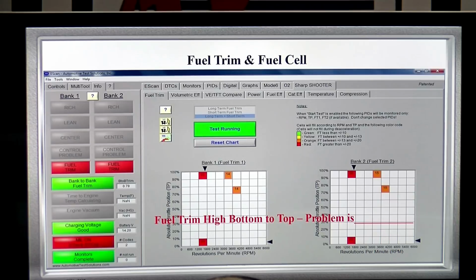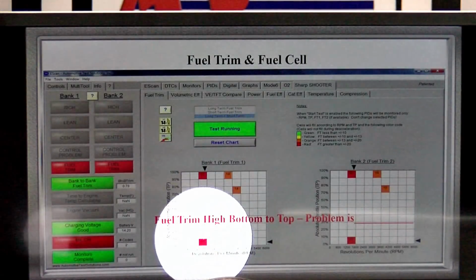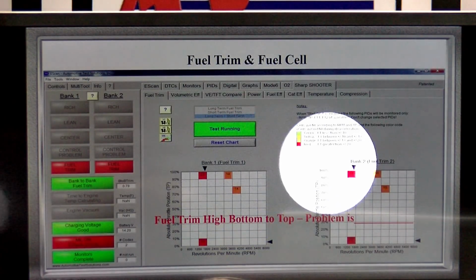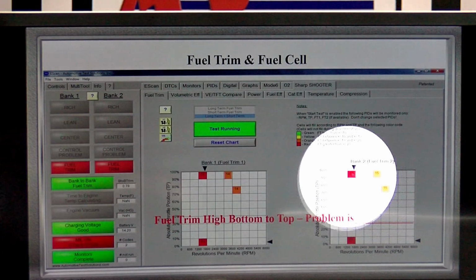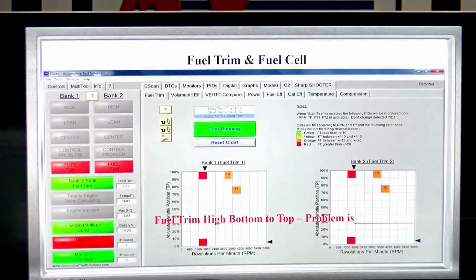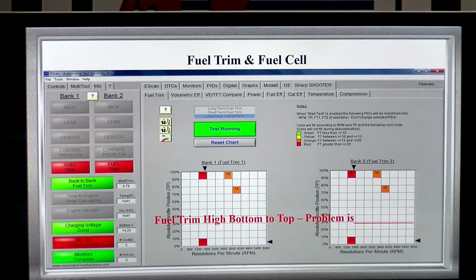What's the problem here? We're bad on the bottom. We're bad going through all the way to the top on both banks, Bank 1 and Bank 2. Now, what does that tell us? That tells us that we have a problem with what? The problem is with the load sensor most of the time. So meaning this could be a bad mass airflow sensor, a bad MAP sensor. This is basically something you need to look at.